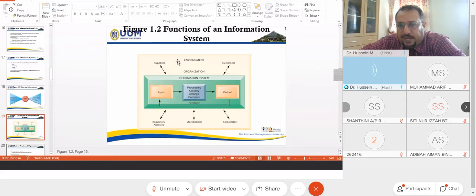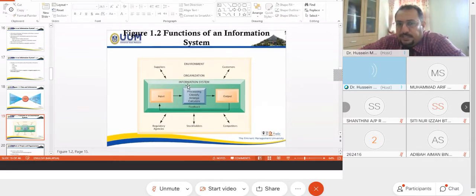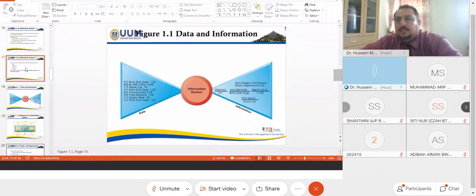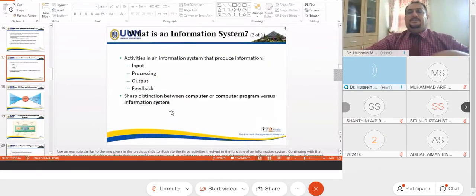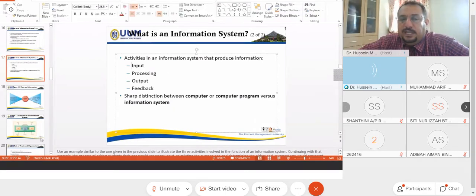We have the environment: suppliers, customers, regulators, stakeholders, and competitors outside. But this is a process. The information system is inside the organization, but for sure, we have a connection with other parties outside. So the activities in an information system that produce information are input, as we mentioned here, processing, output, and feedback.